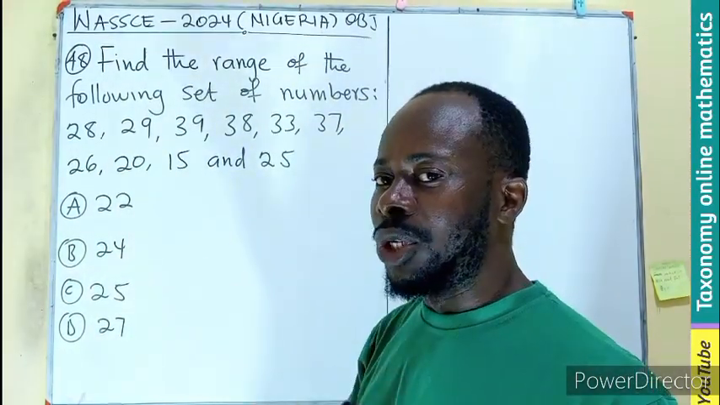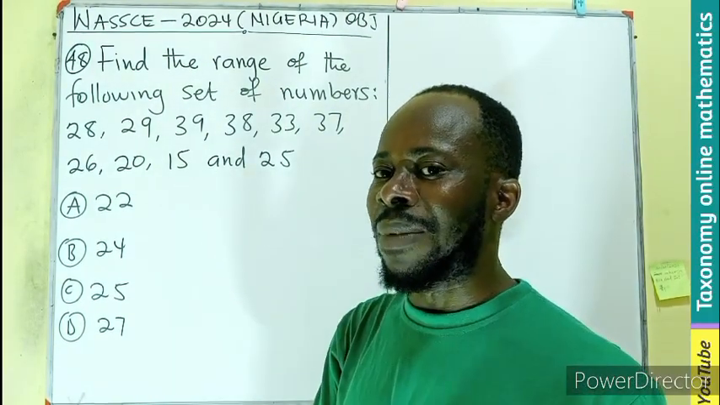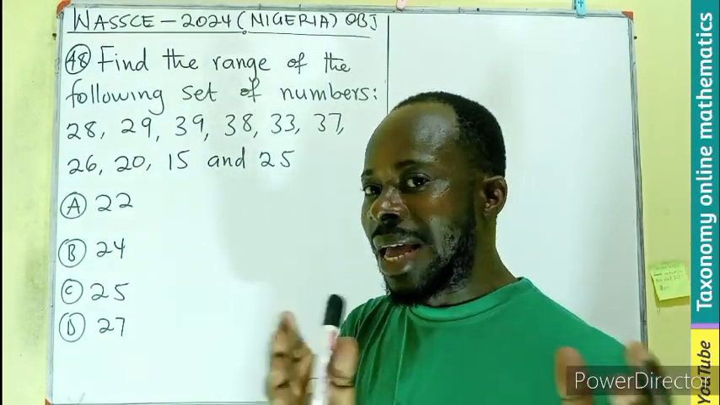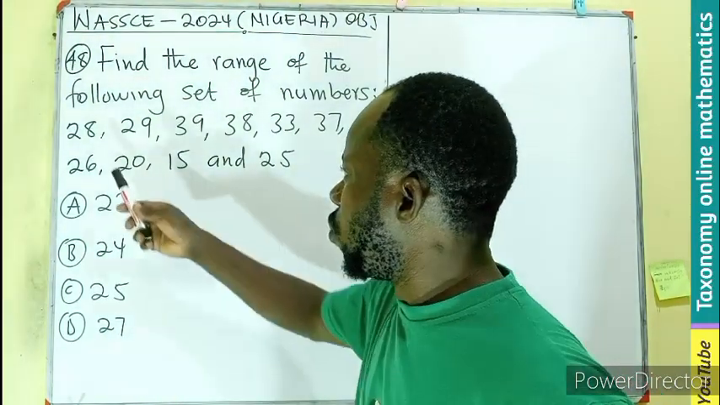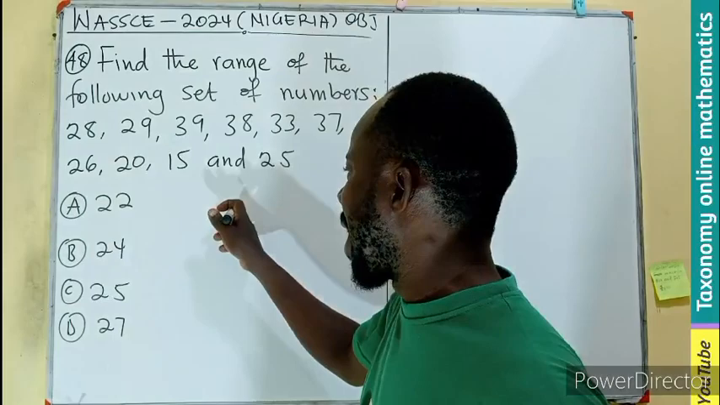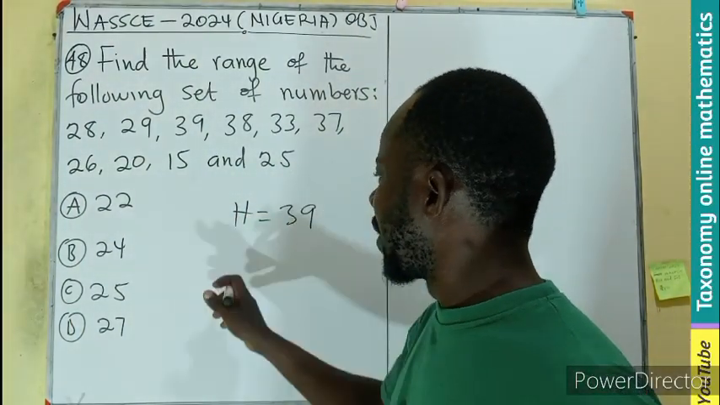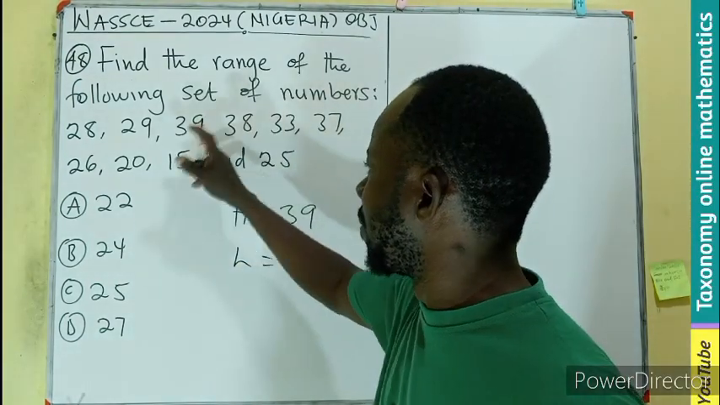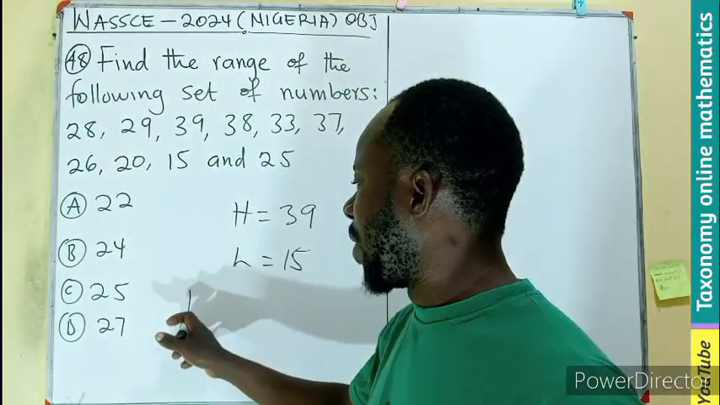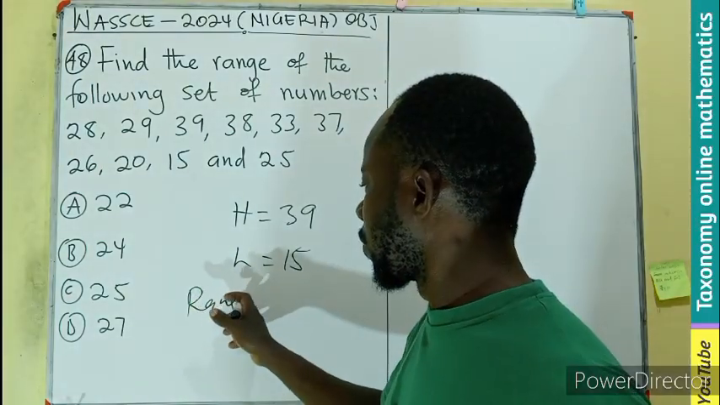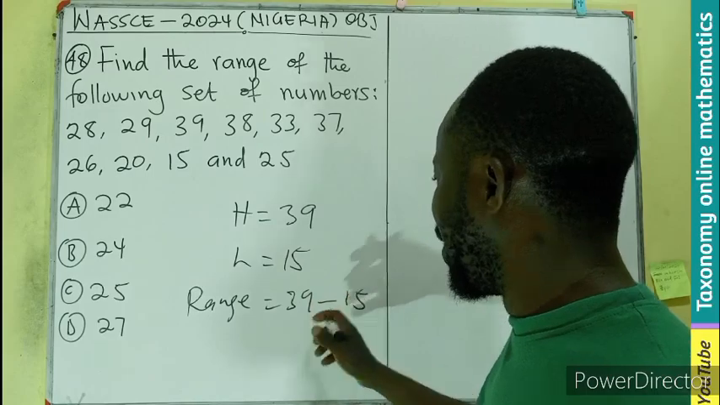How do you find the range of a data? The range of a data is the difference between the highest number and the least number in the data. So here, looking through, we can see that the highest number is going to be 39. Then the least among them is going to be 15. So our range is just the highest number minus the least number.